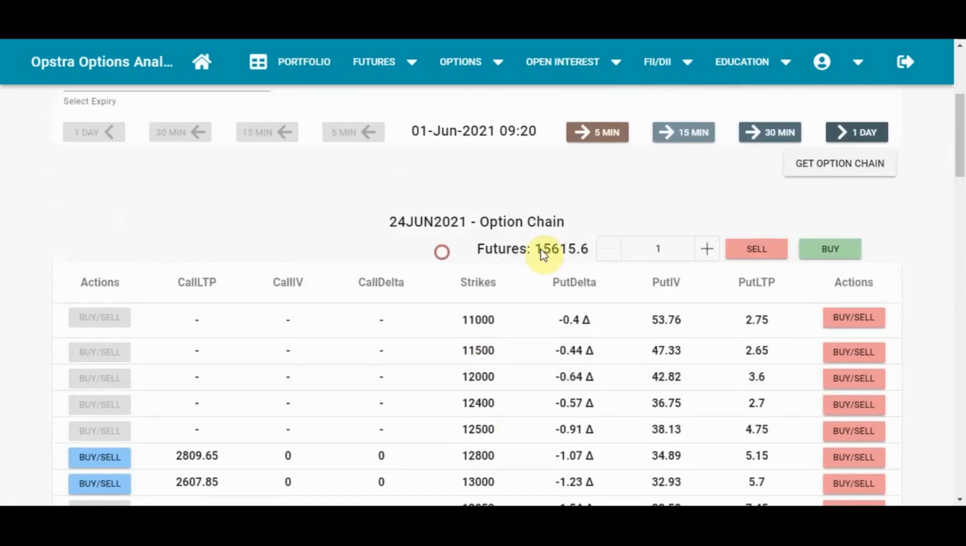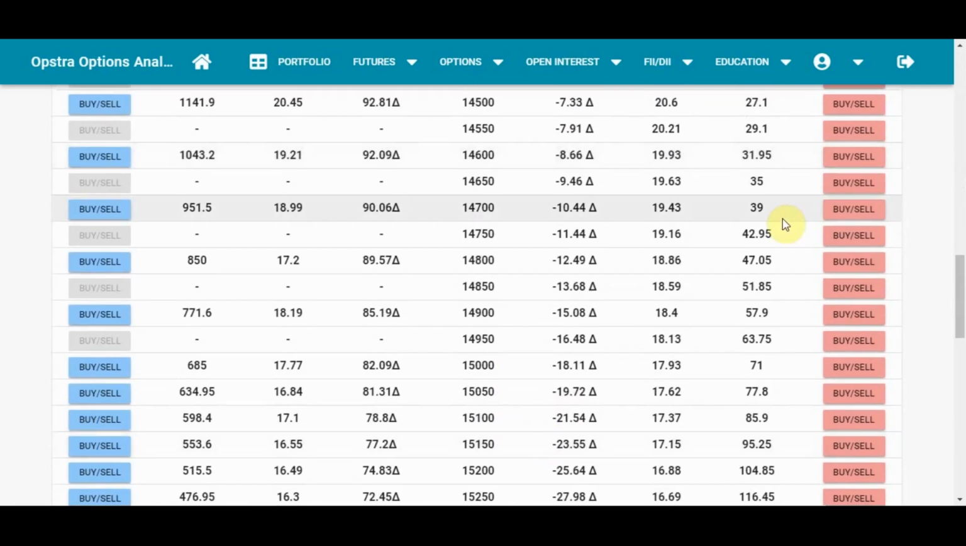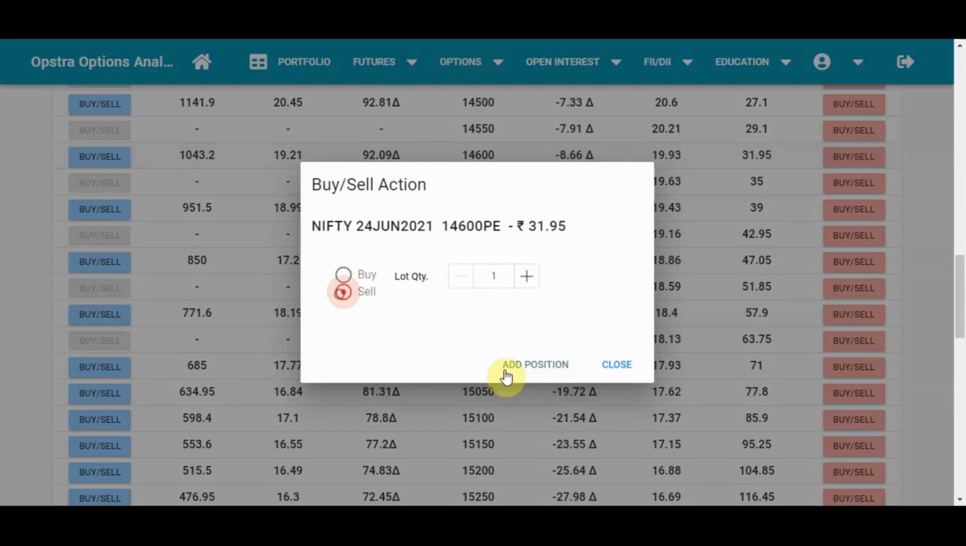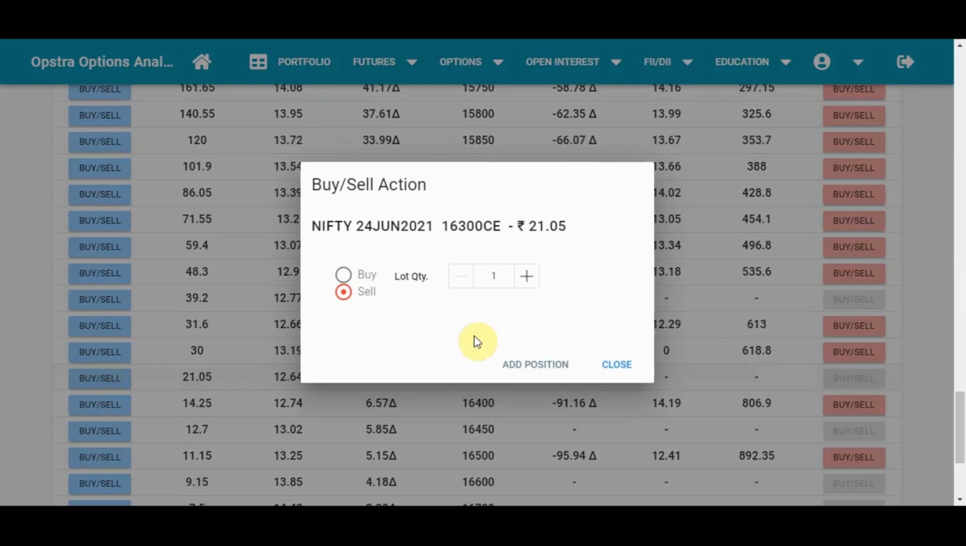The Nifty futures is trading at 15,600. So for example, I'll be taking a bullish view. I'll be doing a skewed strangle. So in this case, I'll be selling a 14,600 put, which is trading at 31 rupees, one lot, and a 16,300 call, which is trading at 21 rupees, one lot.